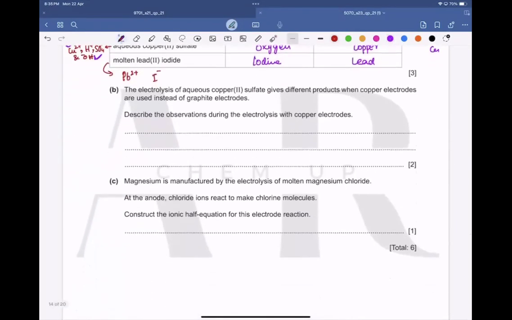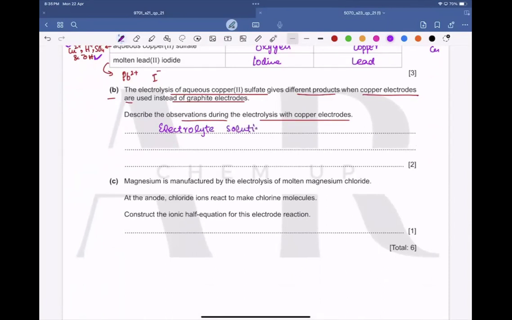Now, B part. The electrolysis of aqueous copper sulfate gives different products when copper electrodes are used instead of graphite electrodes. Describe the observations during the electrolysis with copper electrodes. So that's what we have discussed in electrolysis. The first thing, when carbon electrodes are used, the blue color of the electrolyte or the solution fades away. But here the electrolyte solution stays blue. That is the one observation.